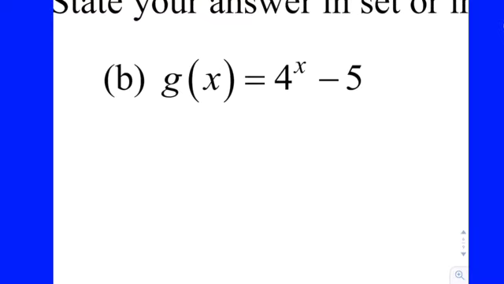Do we have any radicals? No. But do we have radicals in disguise? What are radicals in disguise? What type of exponents? Fractional exponents, okay? So if you notice here, our exponent is a variable. Ooh, could that variable be a fraction? Yeah, it certainly could be.